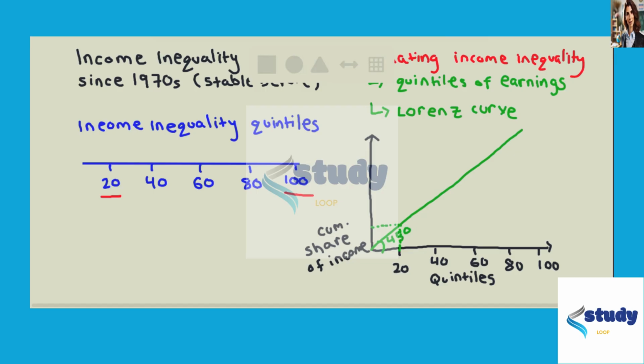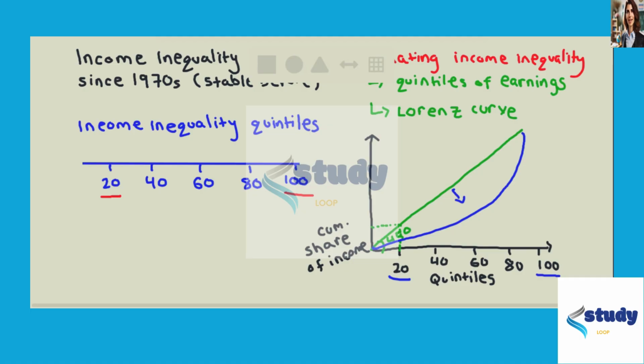So now that this is our reference point, a line at 45 degrees means there is perfect equality. And then if the Lorenz curve were to bow out away from the 45-degree line, that means the income distribution is more unequal. This is telling us there is a big gap between the proportion of highest earners and lowest earners.